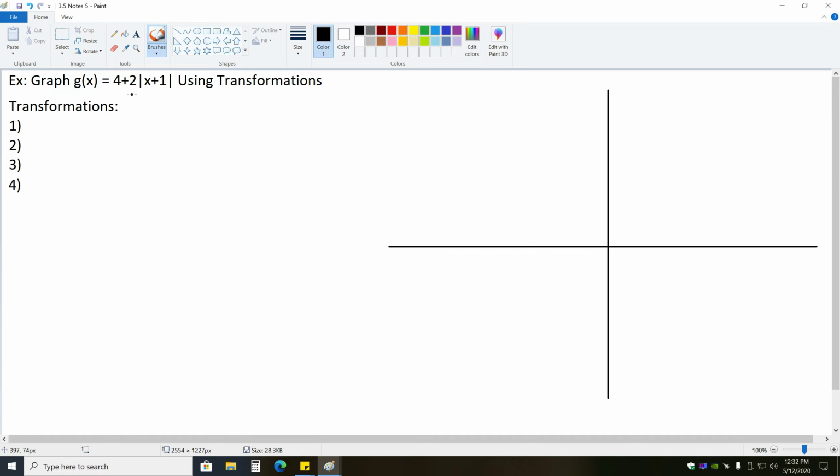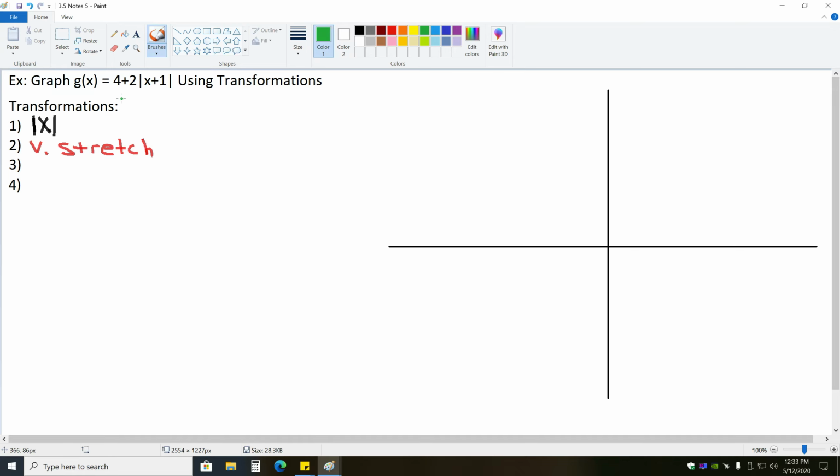Okay, so trying this together, the first thing we need is our parent function, which, notice we have absolute values. That means our parent function is the absolute value of x. From here, we go to multiplying. We're multiplying that absolute value function by a 2. It's a positive 2, which means there isn't a vertical reflection, but there is a vertical stretch. Remember, it's a vertical compression if the number is between 0 and 1.